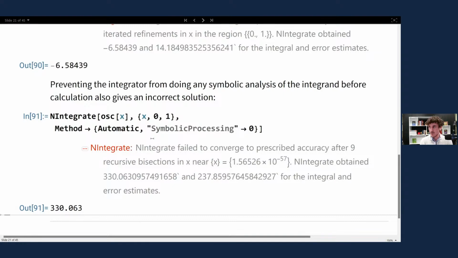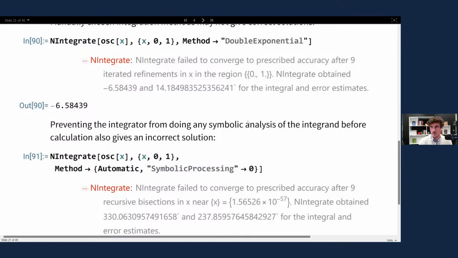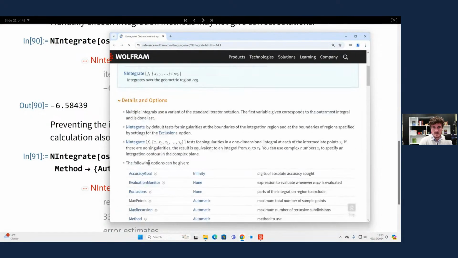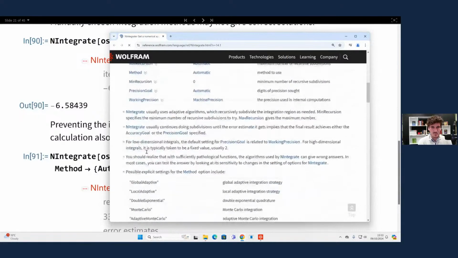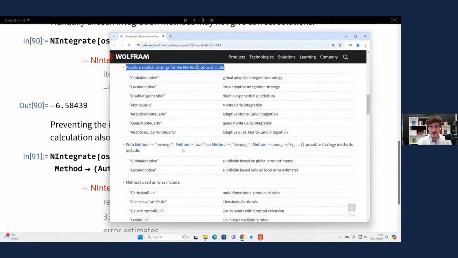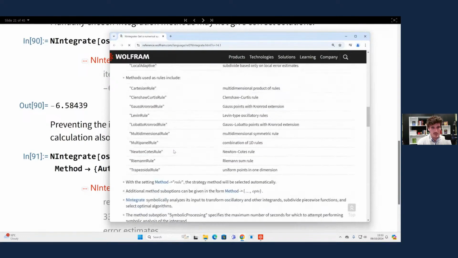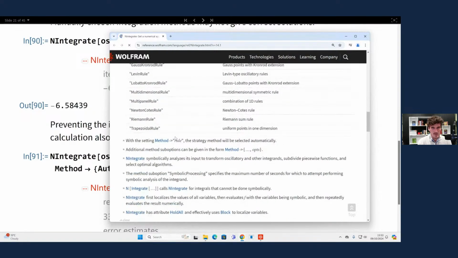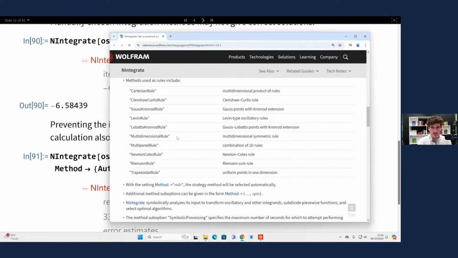So this has kind of disabled the kernel from treating the integrand symbolically in any way. I'll just open up the options and details for Integrate, and you can see the extent of the options here. These are some possible explicit settings for the Method option. You can actually have sub methods as well. It's very well documented and it's quite far reaching.